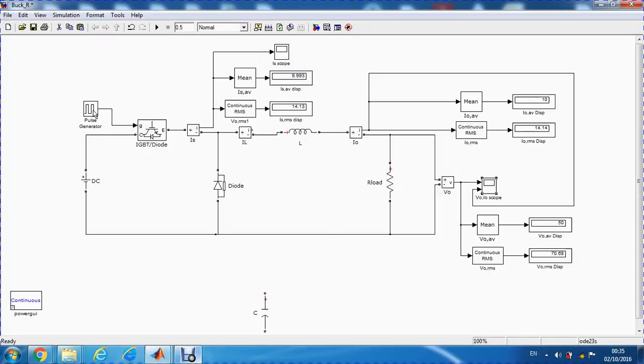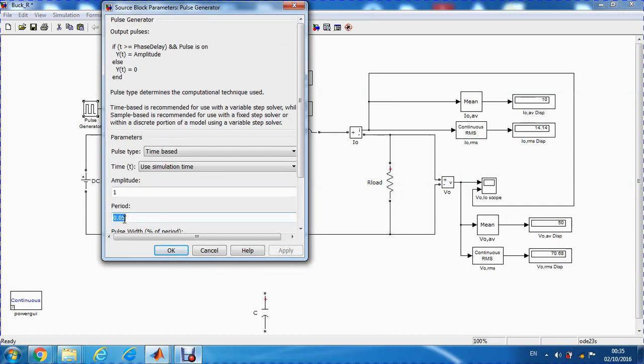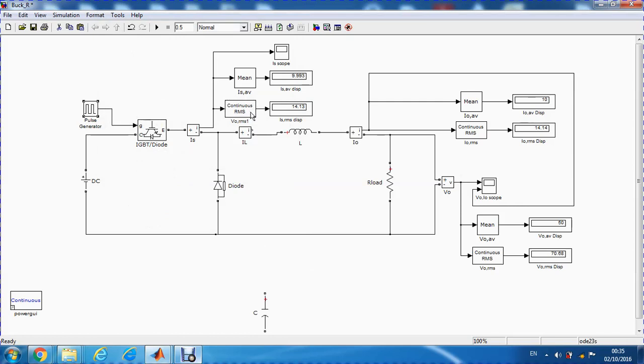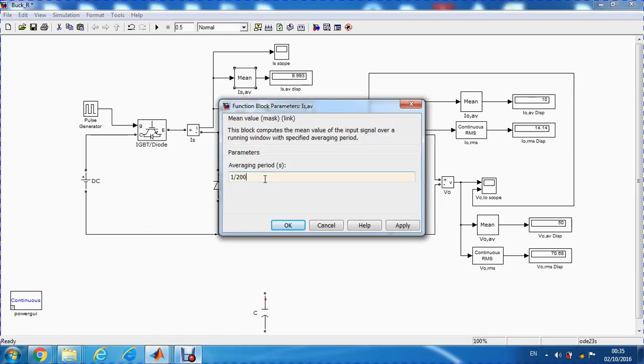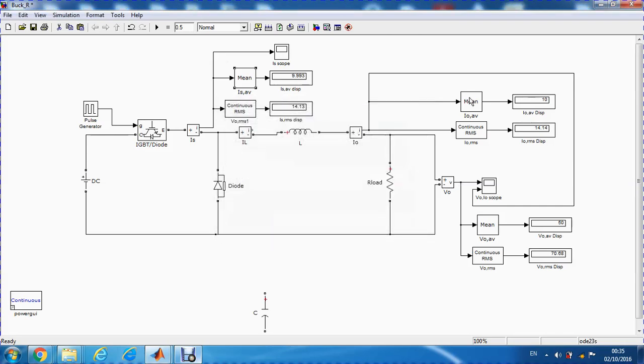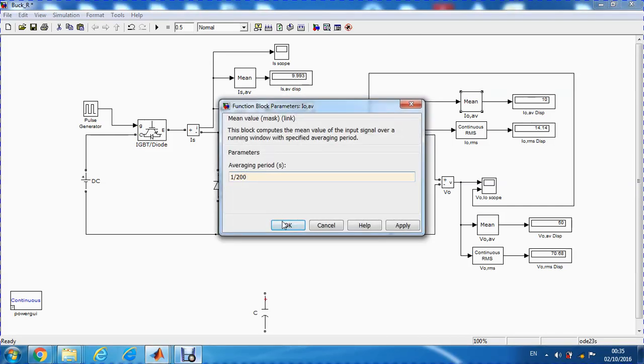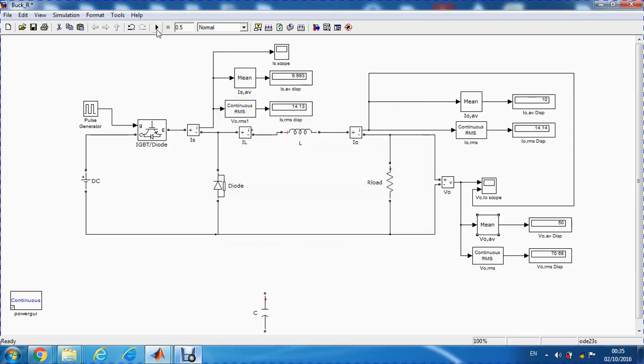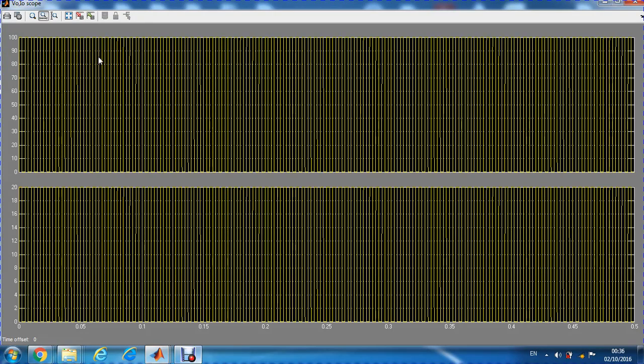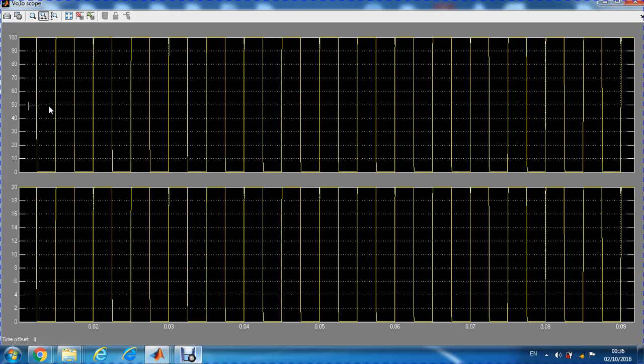So there's not much effect with that value. So what we will do, I will increase the switching frequency while keeping the duty cycle the same. So I'll increase it to 200 hertz. And of course I have to change the period for calculating the mean value to be consistent with the pulse generator frequency. And we will run the simulation and see the output results. It will take a little bit of time. Yes, and we will look at the switching frequency.